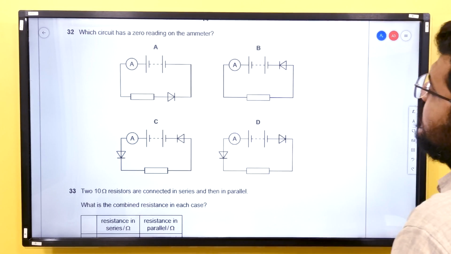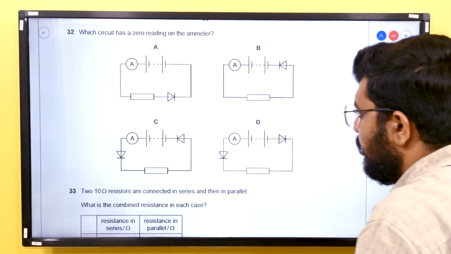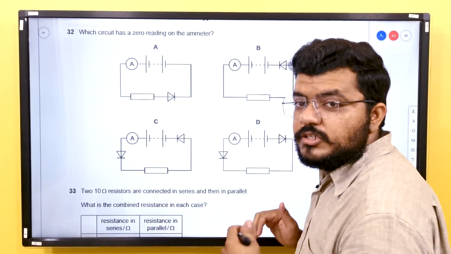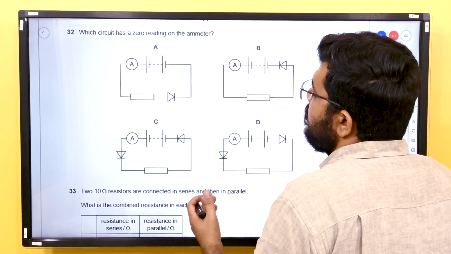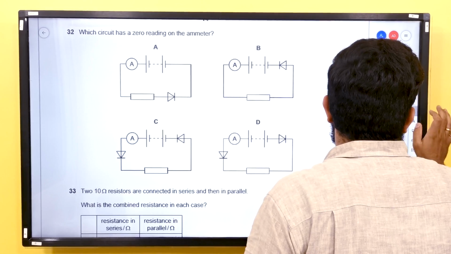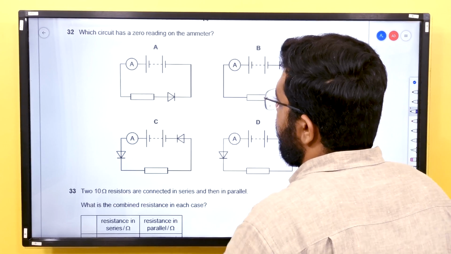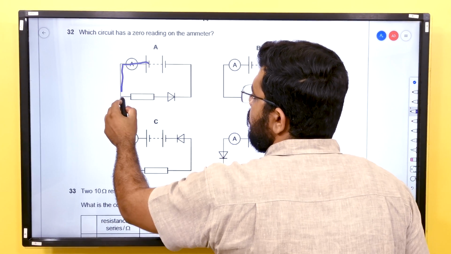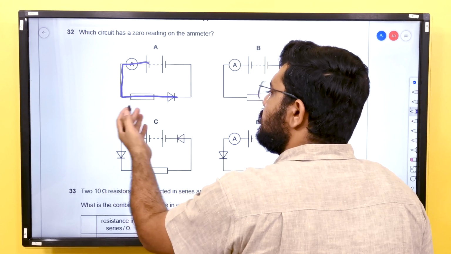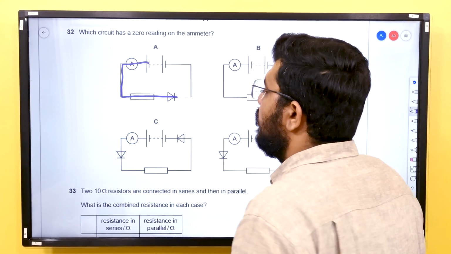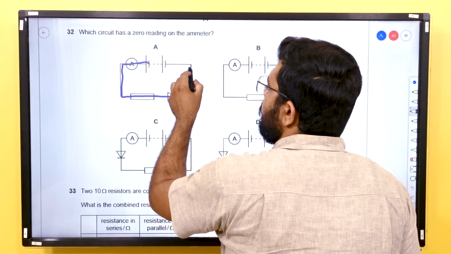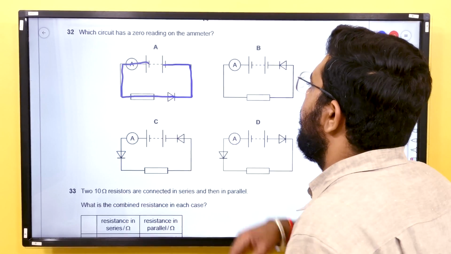Let's go for question 32. Which circuit has a zero reading on the ammeter? The circuit in which current does not pass has the zero reading on the ammeter. Let's see in which circuit current cannot pass. Okay, it passes through here, because the direction of the diode and the direction of current are the same. The current does pass through here and it reaches. So this has some reading.